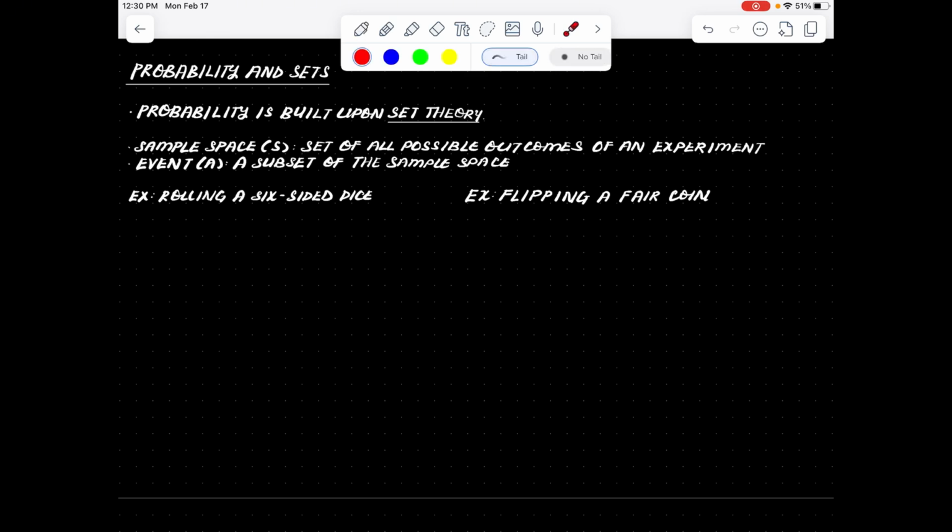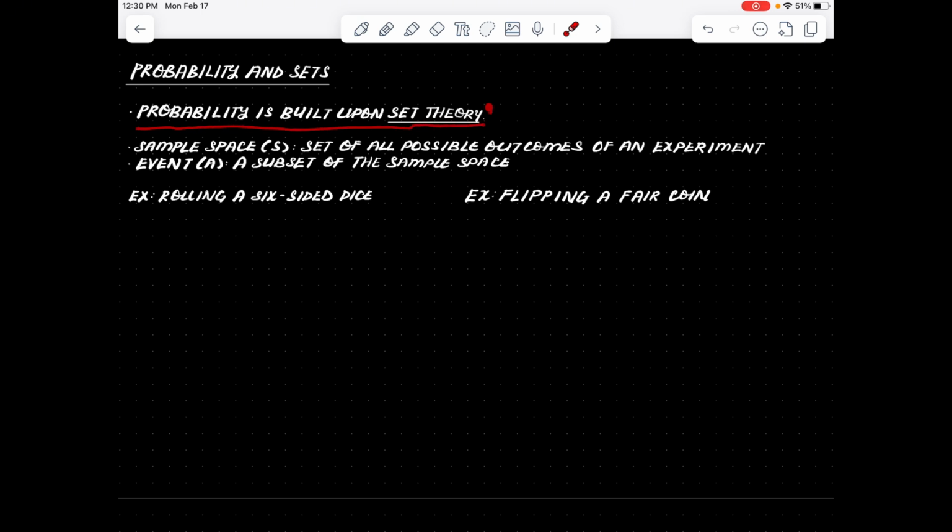So let's just dive right in. Probability is built upon set theory. Actually, the two are very intertwined, and set theory, I would say, provides the mathematical foundation that allows us to very systematically understand uncertainty, random events, and random phenomena.